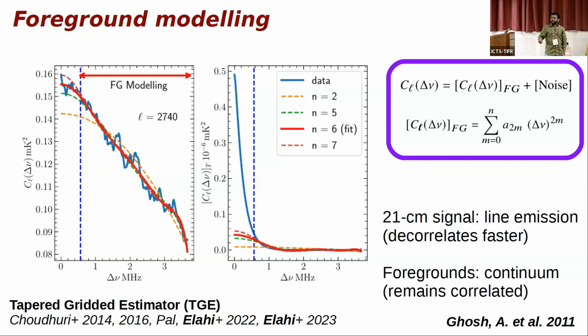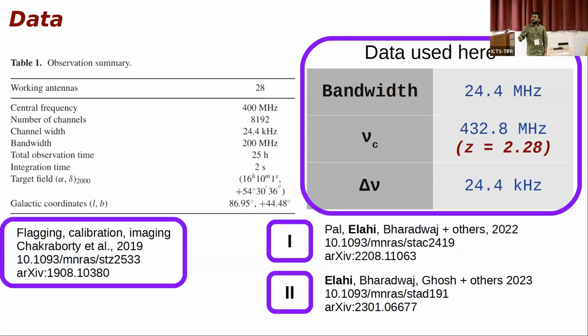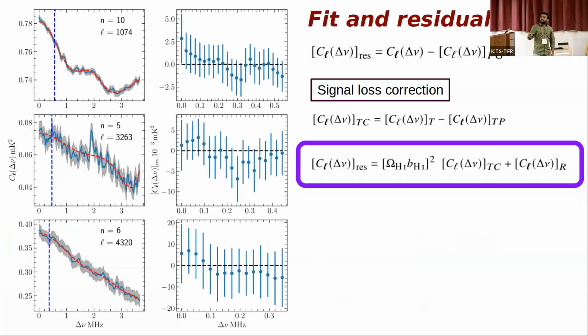And we have used this tapered grid estimator. It is not possible to go into the details of this, so I am showing some references here. So this is the data. Data is not important here, but I have to show that we have used this 24 megahertz bandwidth data here. But this method can be applied to any frequencies, EoR and the post-EoR. So I'll skip this. So these are the results.